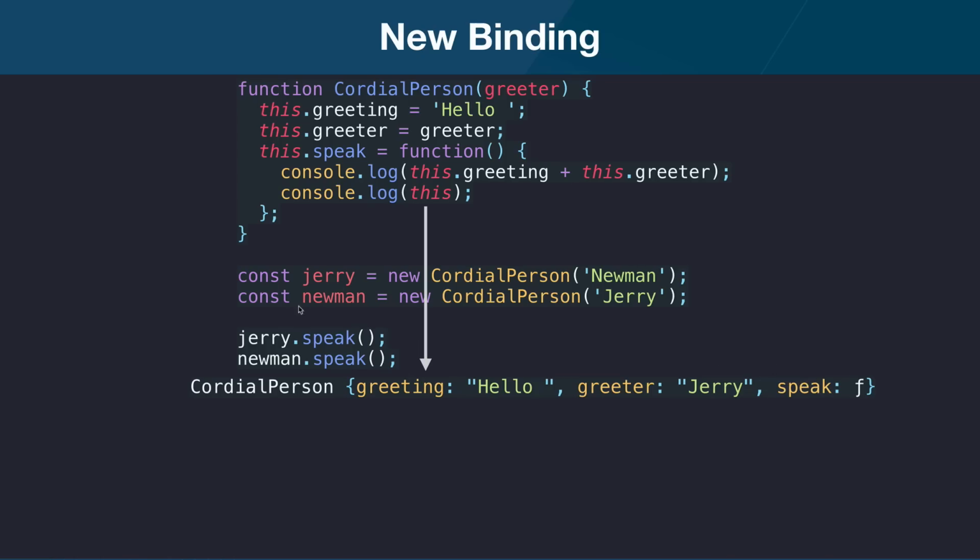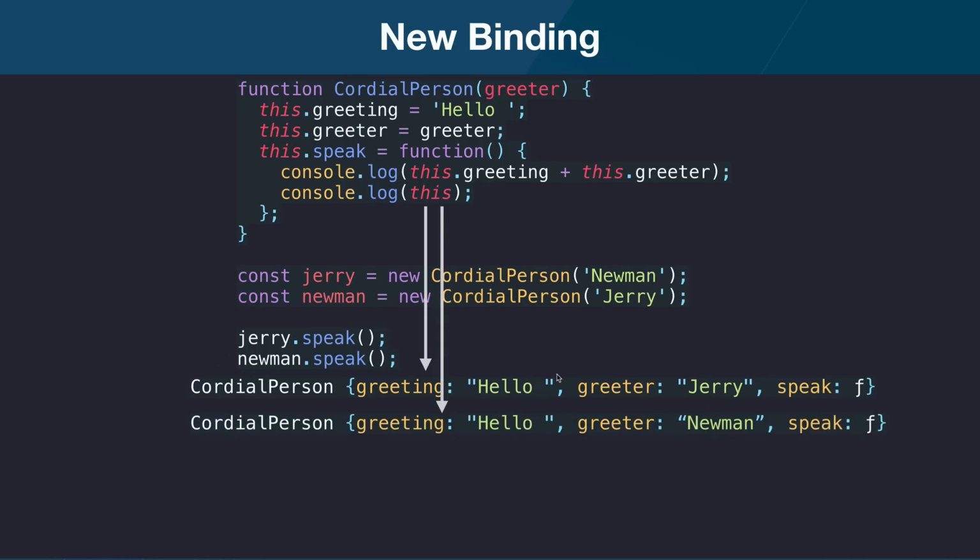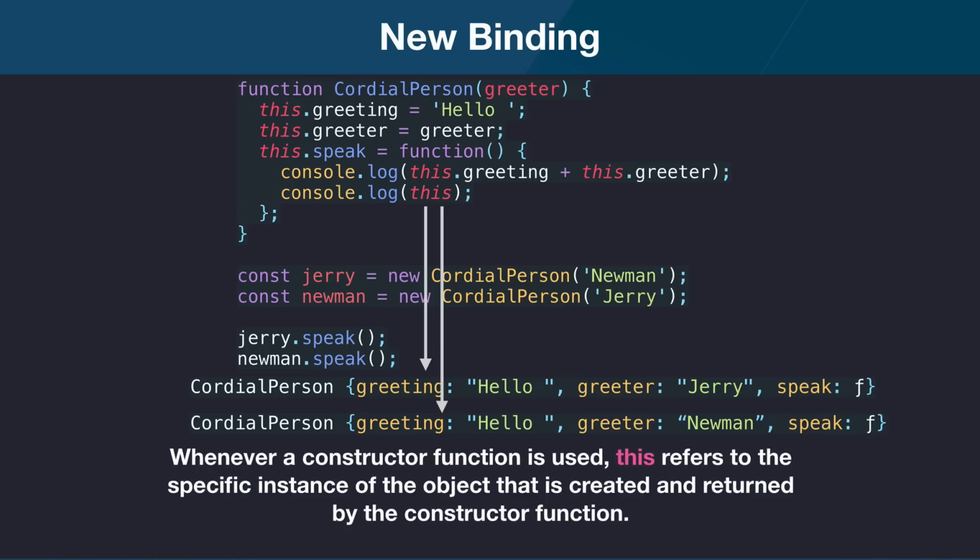And then the next time we call Newman.speak, it's going to point to the different context. In this case, it's going to say, hello, Newman, okay? All right. That's what the new binding is all about. Whenever a constructor function is used, that's what we call that little pattern that we just saw. The cordial person is a constructor function. This refers to the specific instance of the object that is created and returned by the constructor function.